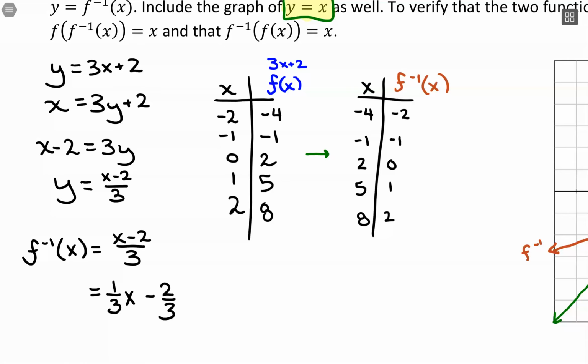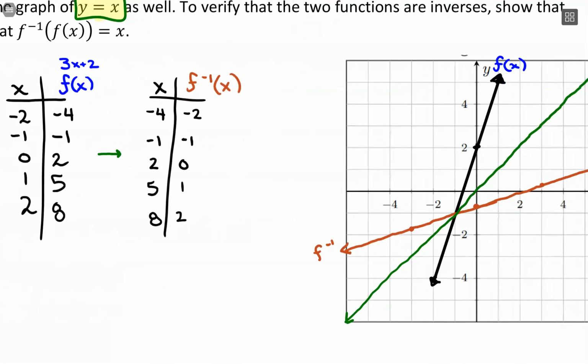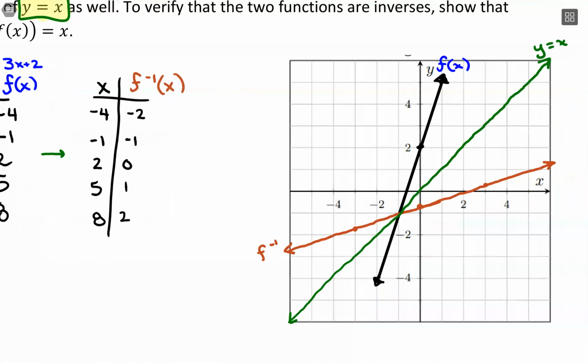And I find that to be a lot easier to do than to visualize this reflection over y equals x, even though that reflection is important, it's good to understand. And that's exactly what we're doing here. We're reflecting over y equals x by switching the x and y values. But computation-wise, there's not even computation here. This is just a little easier to make. So if we look at our table here, we have -4, -2, -1, -1, 2, 0, 5, 1.